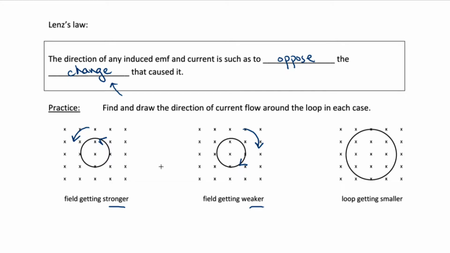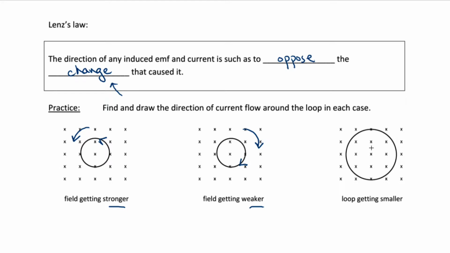So comparing these first two examples, notice that it's not the overall direction of the field that we care about. In both cases, the overall direction of the field is into the page. It's the direction of the change that matters. In this one, the field is getting more into the page, so our induced current needs to generate a field out of the page. And in this one, the field is getting more out of the page, or less into the page, and so our induced current needs to generate a field going into the page. The induced current has to oppose the change, not the overall field.